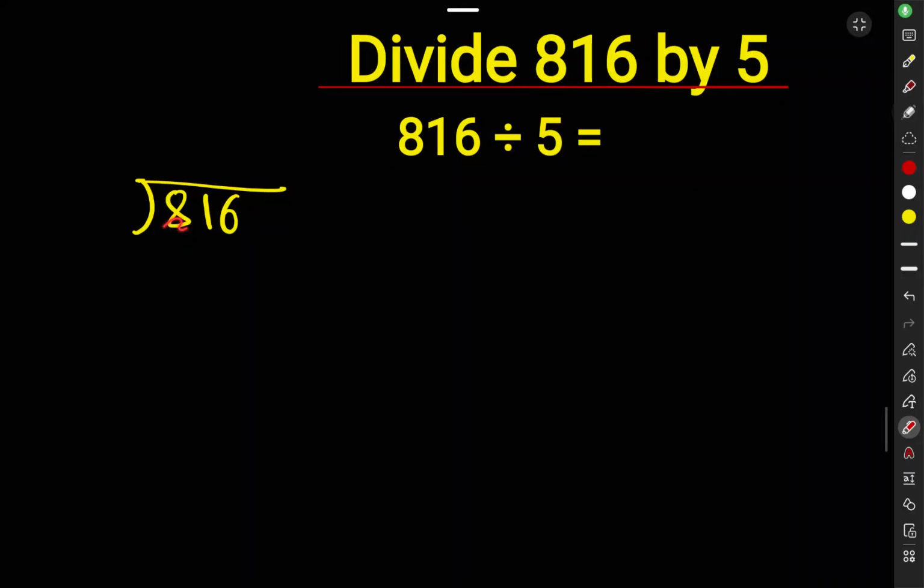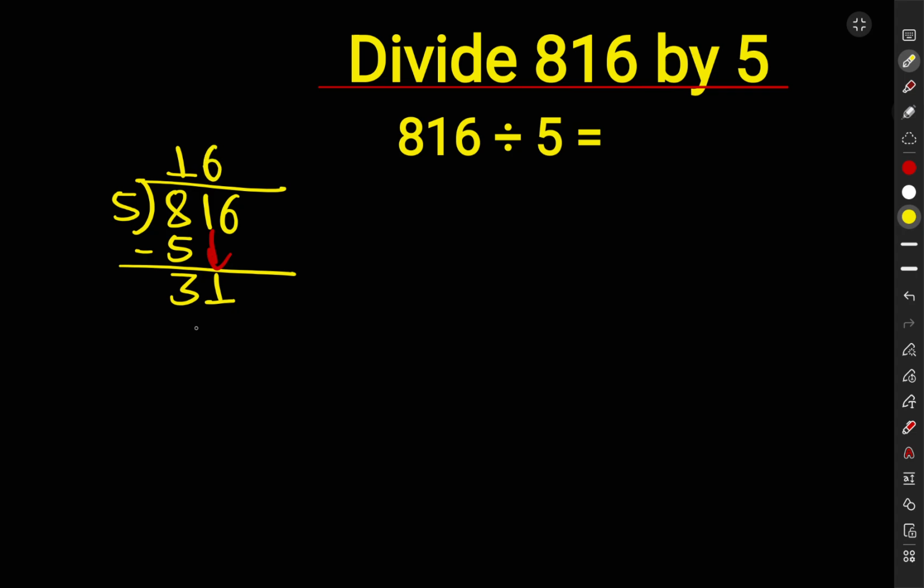We divide 816 by 5 in a long division method. 5 times 1 is 5. On subtracting, we get 3. So now we put down this 1 and it is 31.